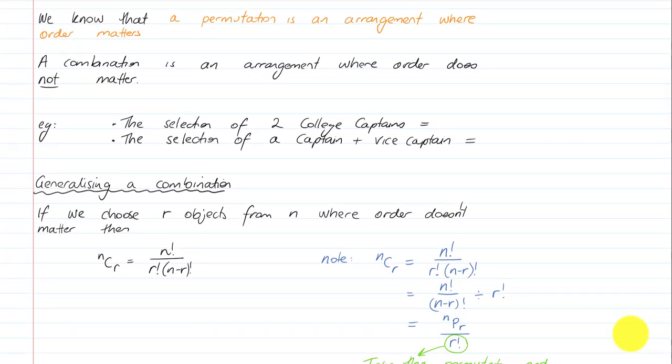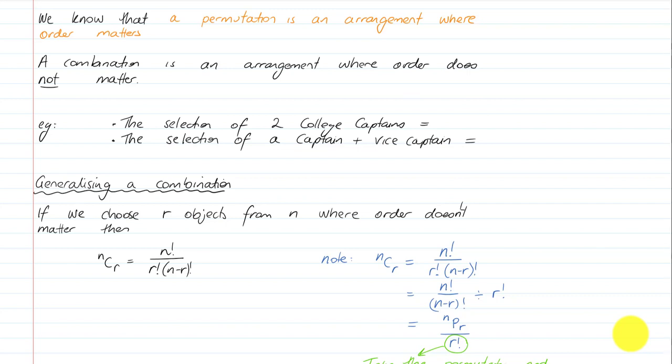So we know that a permutation is an arrangement where order matters. So we calculate permutations on placings in a race, for example, or positions around a table where order might matter. A combination is an arrangement where order does not matter. So if, for example, there are 20 students in your class and you're hoping to be selected for a cricket team, well, perhaps you just need to be in that top 11. And it doesn't matter whether you are picked first or whether you're picked 11th, you're still in the team. And so order doesn't matter about that selection.